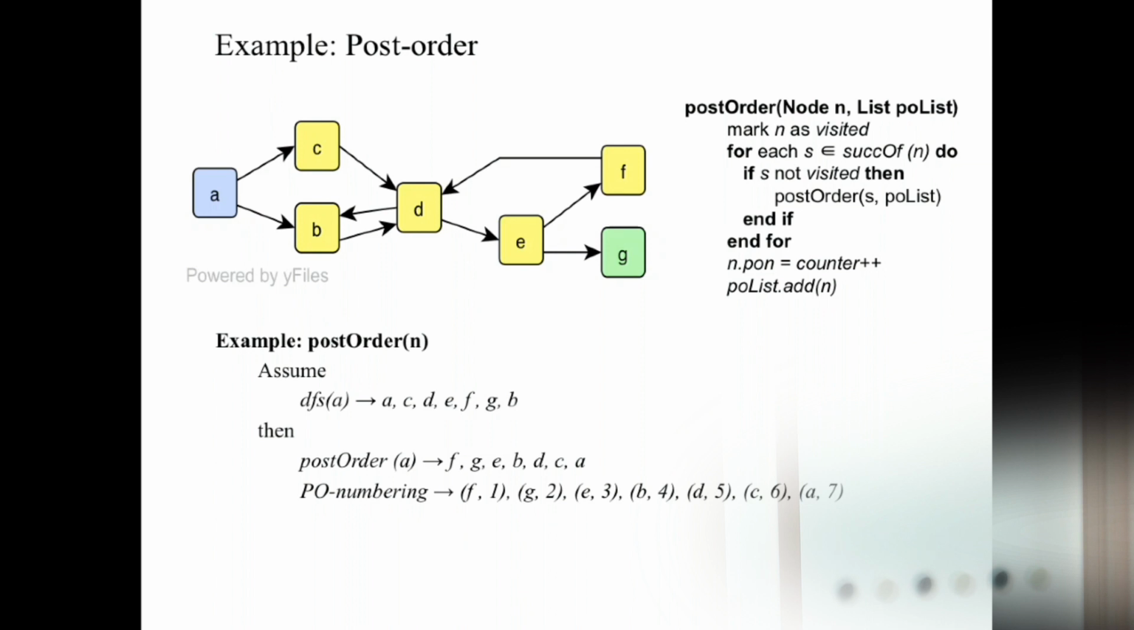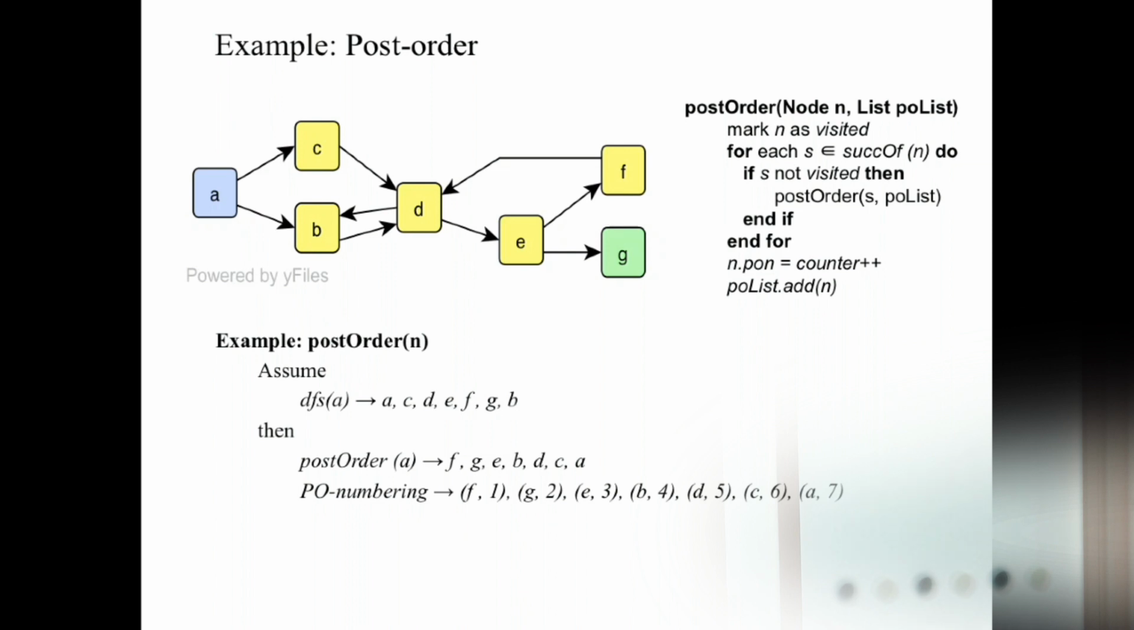That's fine. Then, following this path, for each S that belongs to successor of N, I take C because C is a successor of A, and I check if C is not visited. C is not visited, so that condition is true. Then I call this algorithm post order on node C. The PO list in this case is empty. I have not added anything to the PO list yet.